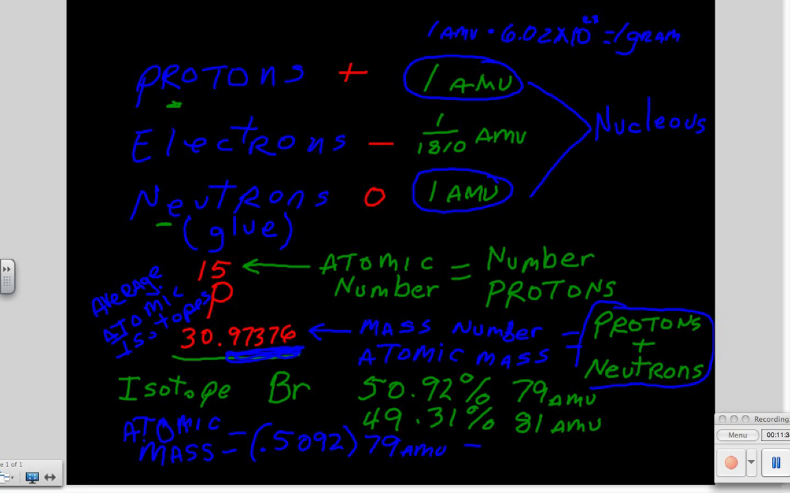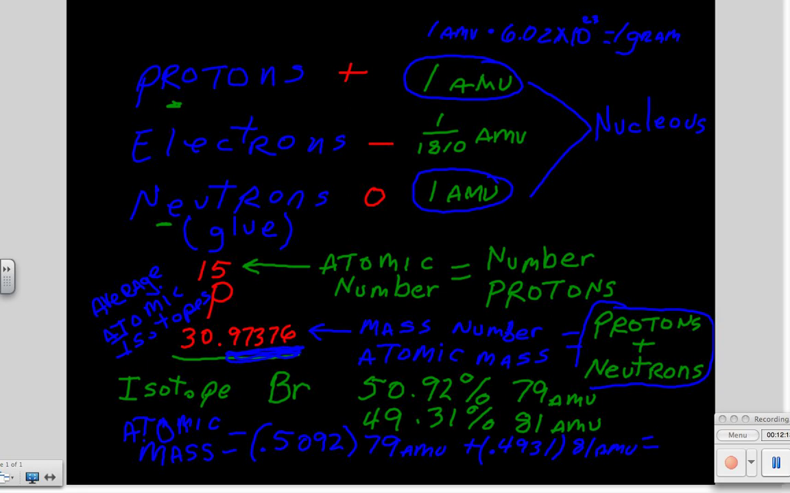Plus the second isotope: 49.31% of that has the atomic mass of 81 AMU. Now, if a problem gave you more isotopes, you just add those onto the end. But since you're only given 2 isotopes of bromine, I can solve this.